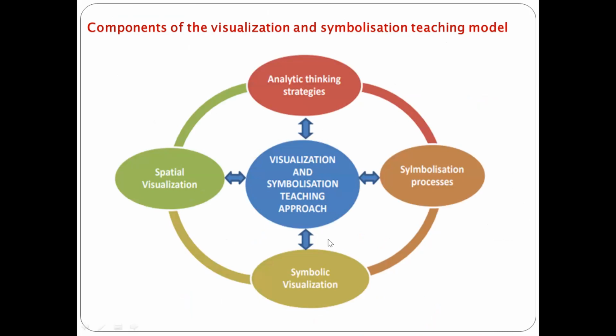So the visualization and symbolization teaching approach has four components, which are: it employs analytic thinking strategies, symbolization processes, symbolic visualization, and spatial visualization. So these are the four components that constitute the visualization and symbolization teaching approach.